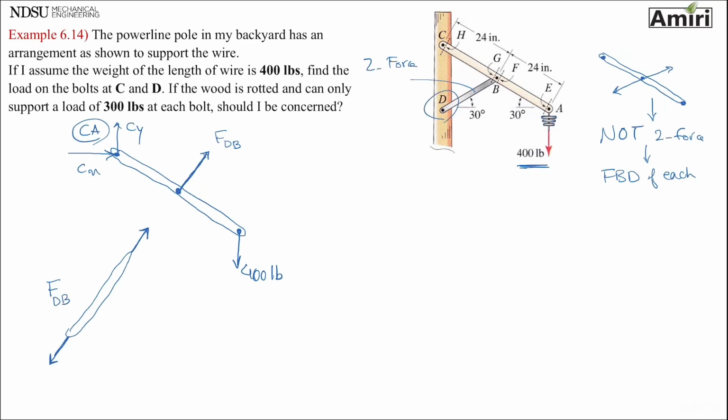Look, point D is a pin. So the way I drew it, basically I put a Dx and Dy. So that makes sense. It's a pin, so it has a Dx and Dy, but you got to pay attention that whatever direction you put, the resultant needs to always line up with the axis of the member. Okay. This angle is 30. And that's all I need.